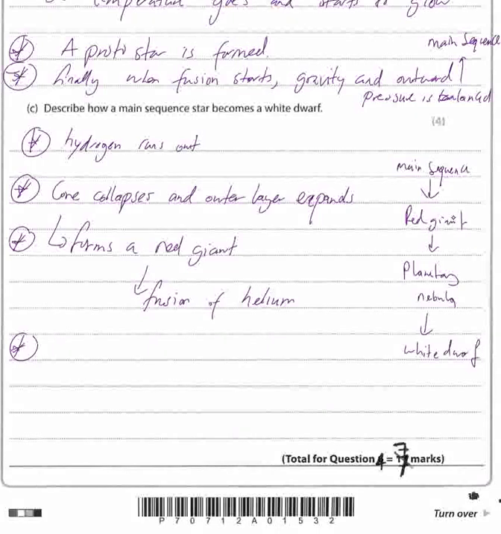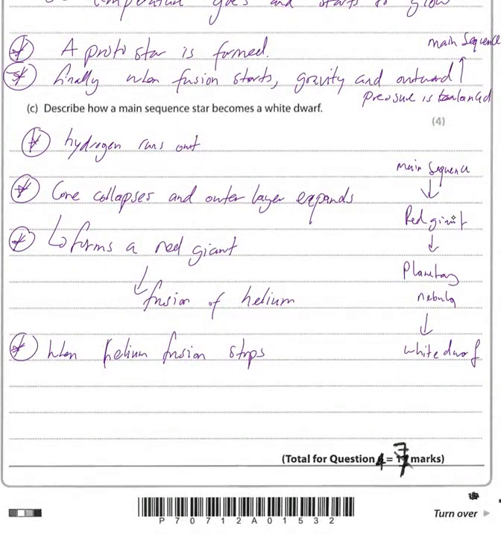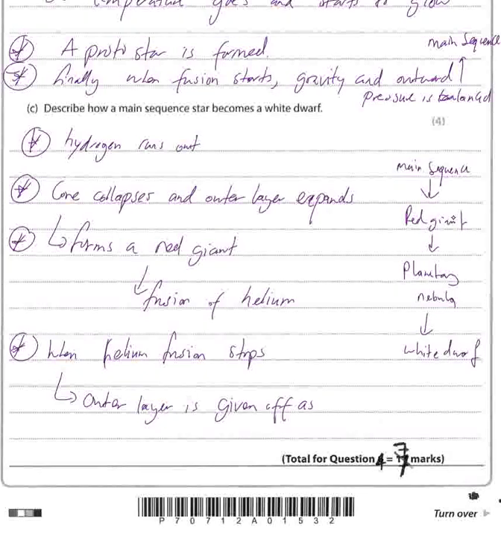Okay, and what's going to happen next? So when helium fusion stops, okay, the outer layer is given off as a planetary nebula.